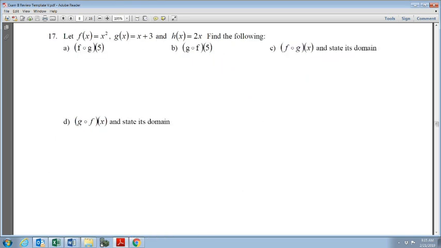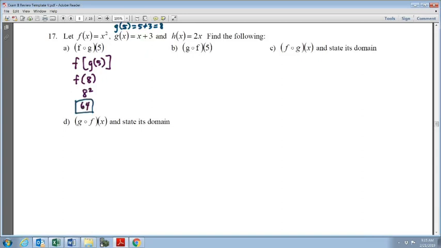All right, let's move on to number 17. So this is f of g of 5. So we're going to write that as f of g of 5. That's what that means. And so notice, first of all, we want to plug 5 into the g function. That'll be 5 plus 3, which is 8. So g of 5 is just 8. So we're going to find f of 8. So now we're going to plug 8 into the f function. That's 8 squared, which is 64.